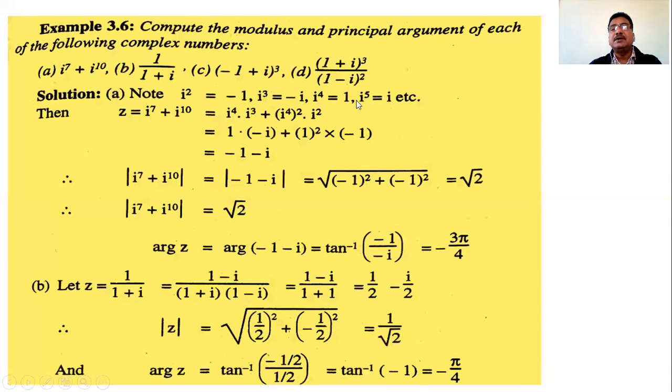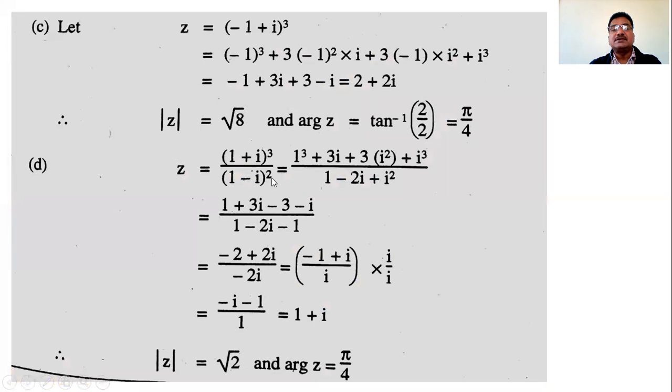This is no problem. (1 plus i) cube by (1 minus i) square. First find (1 plus i) cube and then find (1 minus i) square. This is (1 minus i) square. (x minus y) square is what? x square minus 2 times x into y plus y square. So we have this answer: minus 2 plus 2i divided by minus 2.